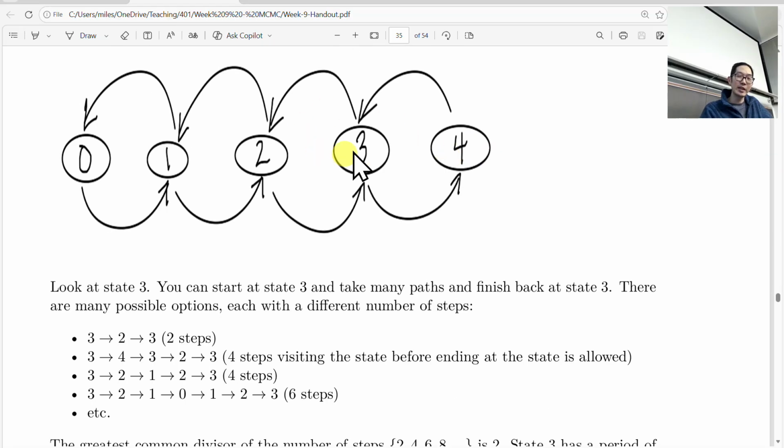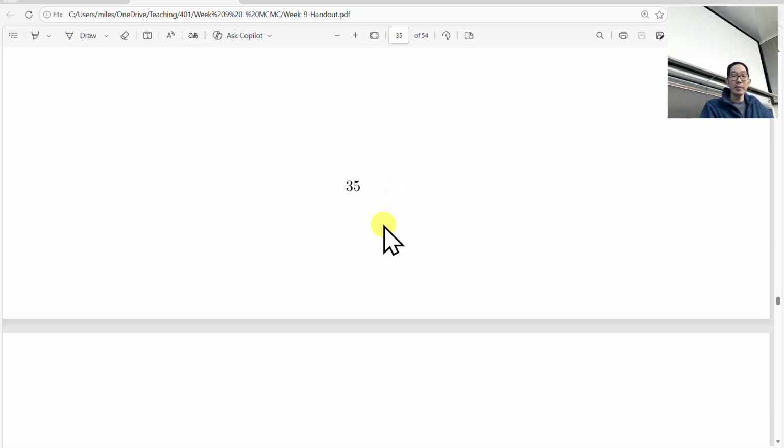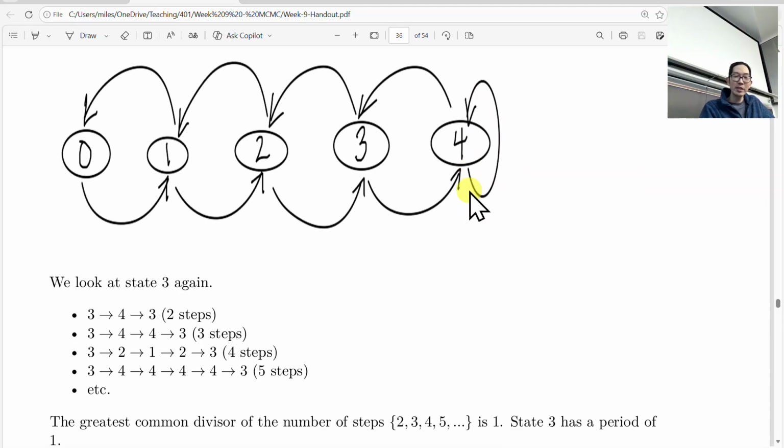So some things have a period of 2. If I add one more thing, where from 4 we can end up back at 4, now we can ask how many steps it takes to get back to 3. I can get back to 3 in 2 steps: I can go from 3 to 4, back to 3. If I need you to get back to state 3 in 3 steps, I can do it. I go to 4, I go back to 4, and then I go back to 3.